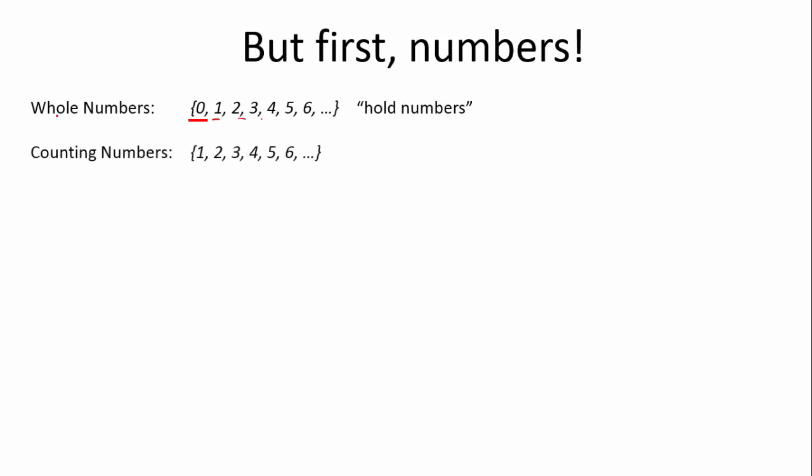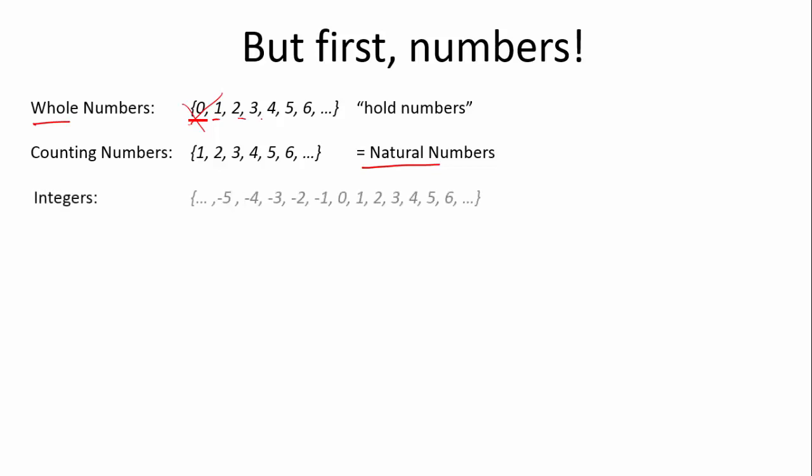Then we have counting numbers. It's exactly the same as whole numbers, except it doesn't have a 0. So counting numbers start at 1 and go to infinity. Counting numbers are also called natural numbers, and this is any number you can count with your hand. So think about counting with your fingers. You've got to start at 1. You can't start at 0.